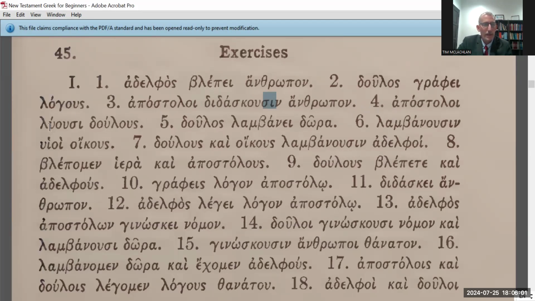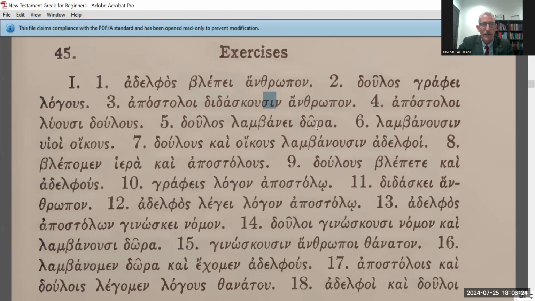Apostoloi, luisi doulos. Apostles are loosening or freeing. Normally, I think in this case we have to say free slaves. And here again the word doulos, slaves, that's the third person plural.